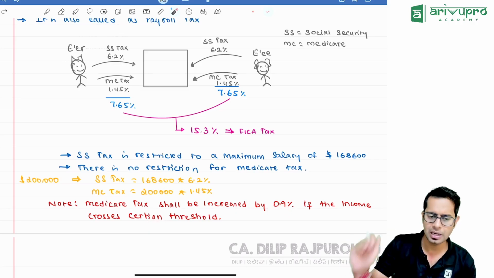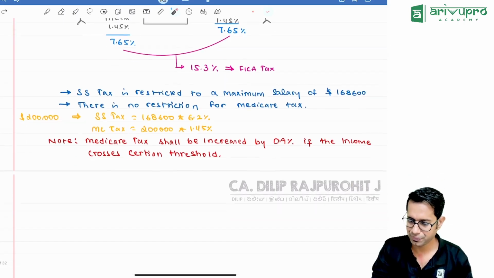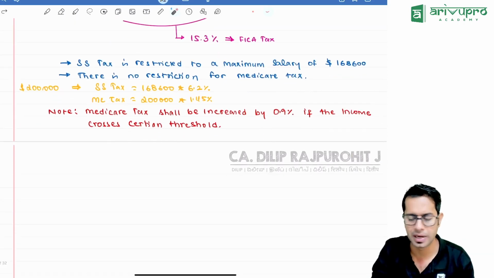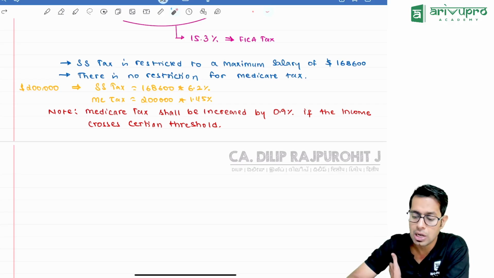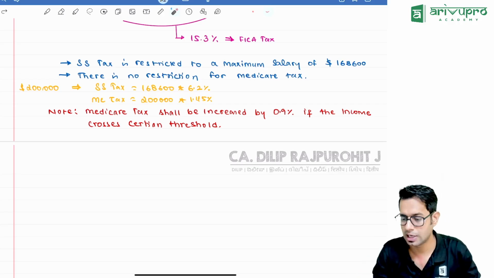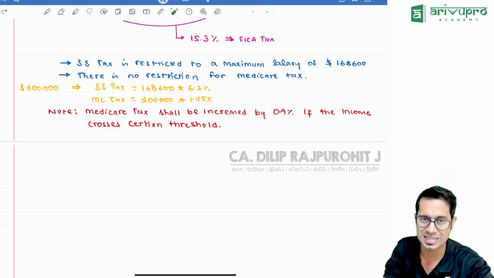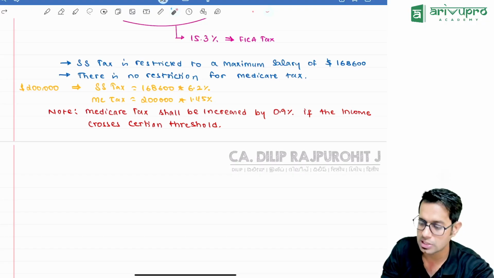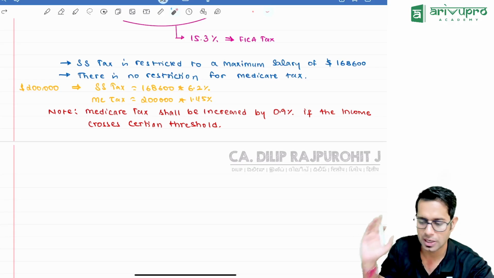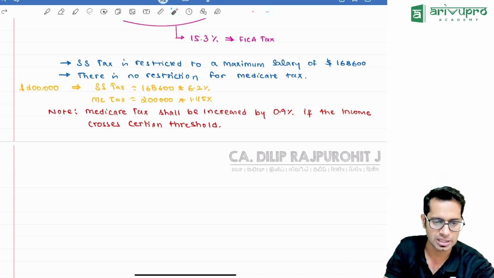What is the threshold limit? We will see in some time. And there is no restriction for Medicare tax collection, but for social security tax collection there is a restriction. On what amount will it be collected, sir? On whatever your salary is. But if your salary crosses $1,68,600, it will be restricted to that particular amount. I hope this point is clear to you all.